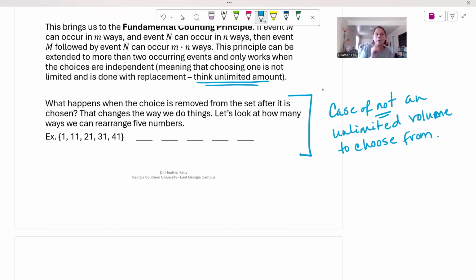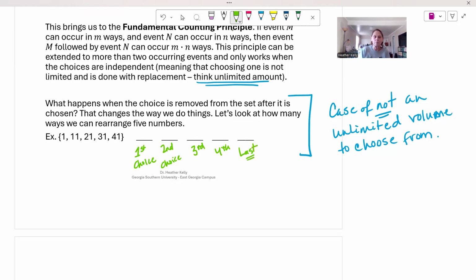Let's look at how many different ways we can arrange these five numbers. Just literally, how can we rearrange five numbers? Okay. So the best way to think about this and to get your brain to really wrap around this is think about it in this way. This is the first choice. This would be the second choice, right? Third, fourth, and last.